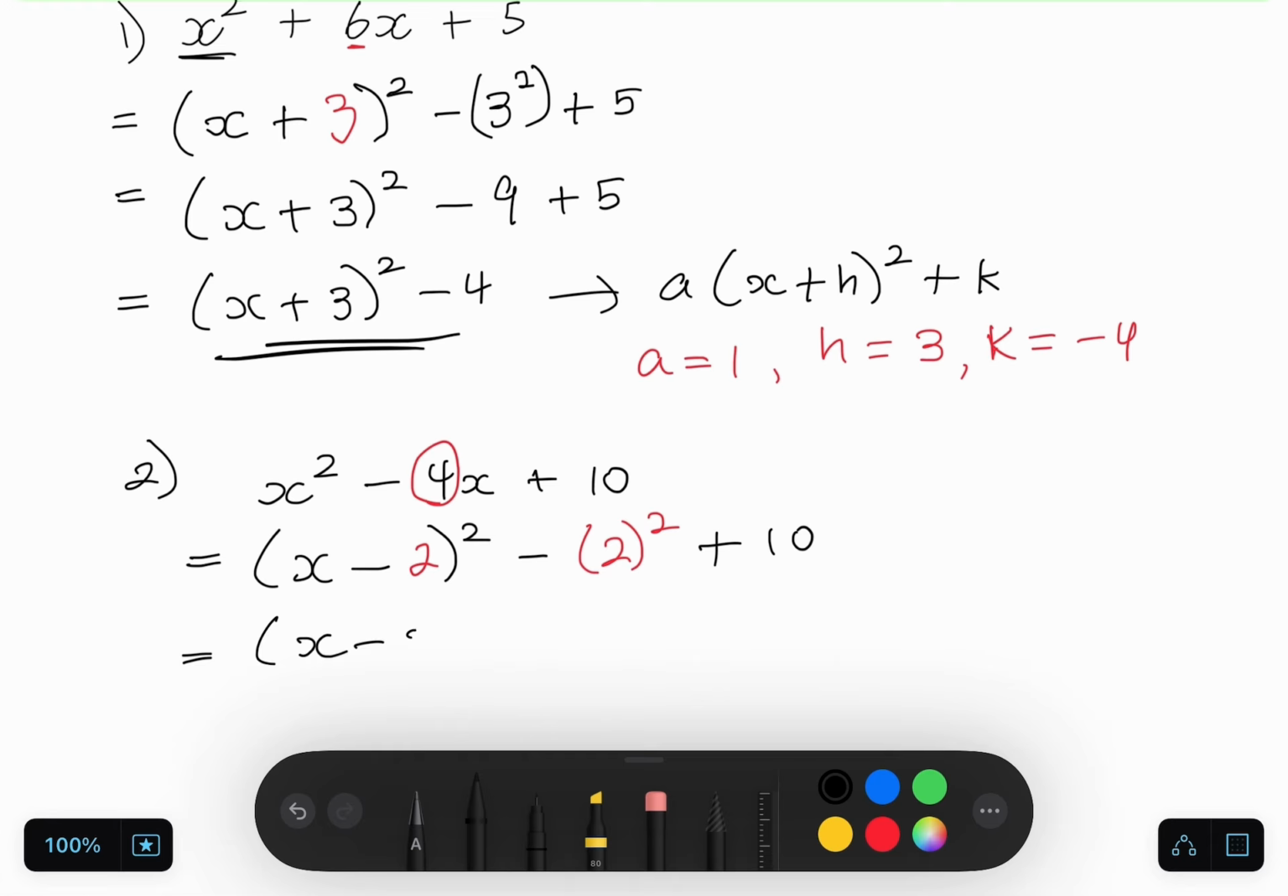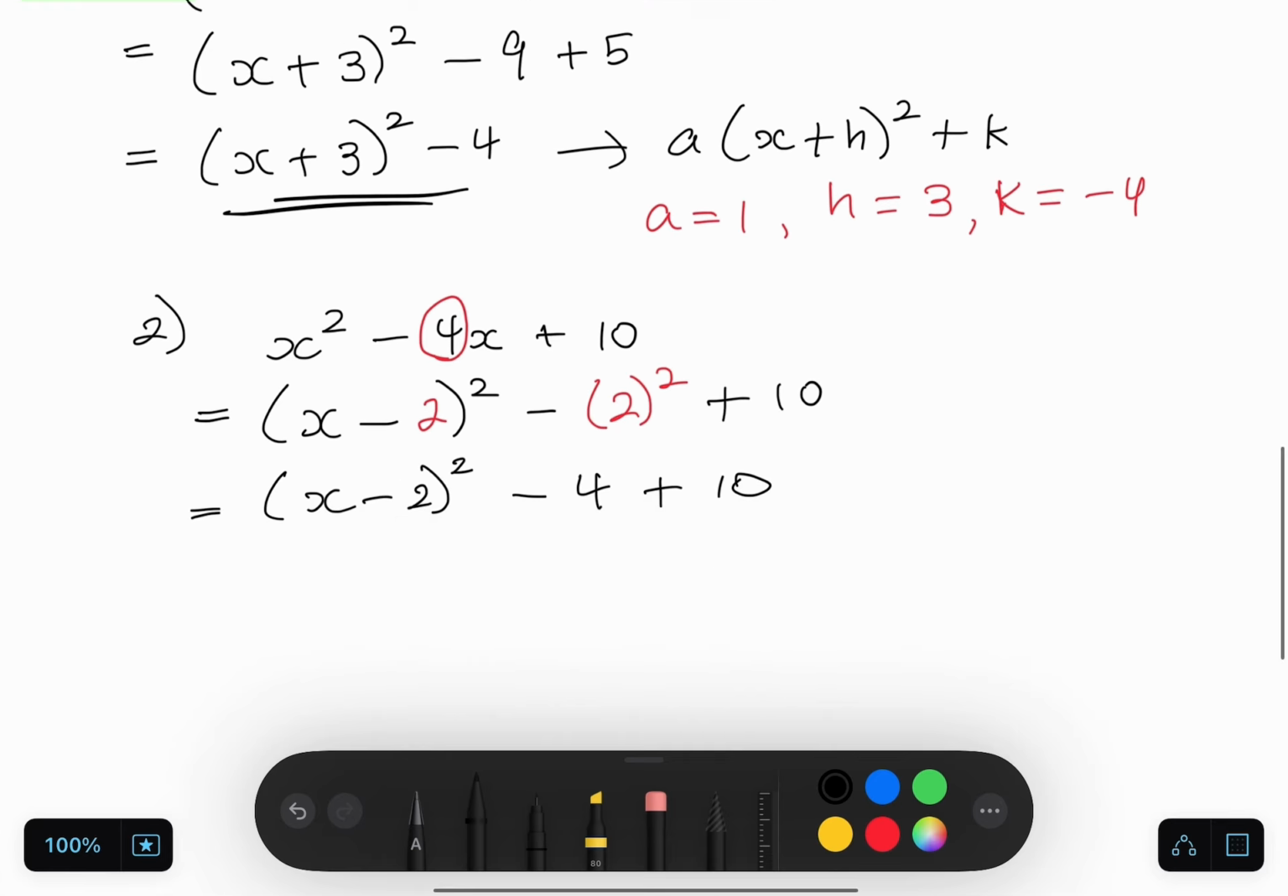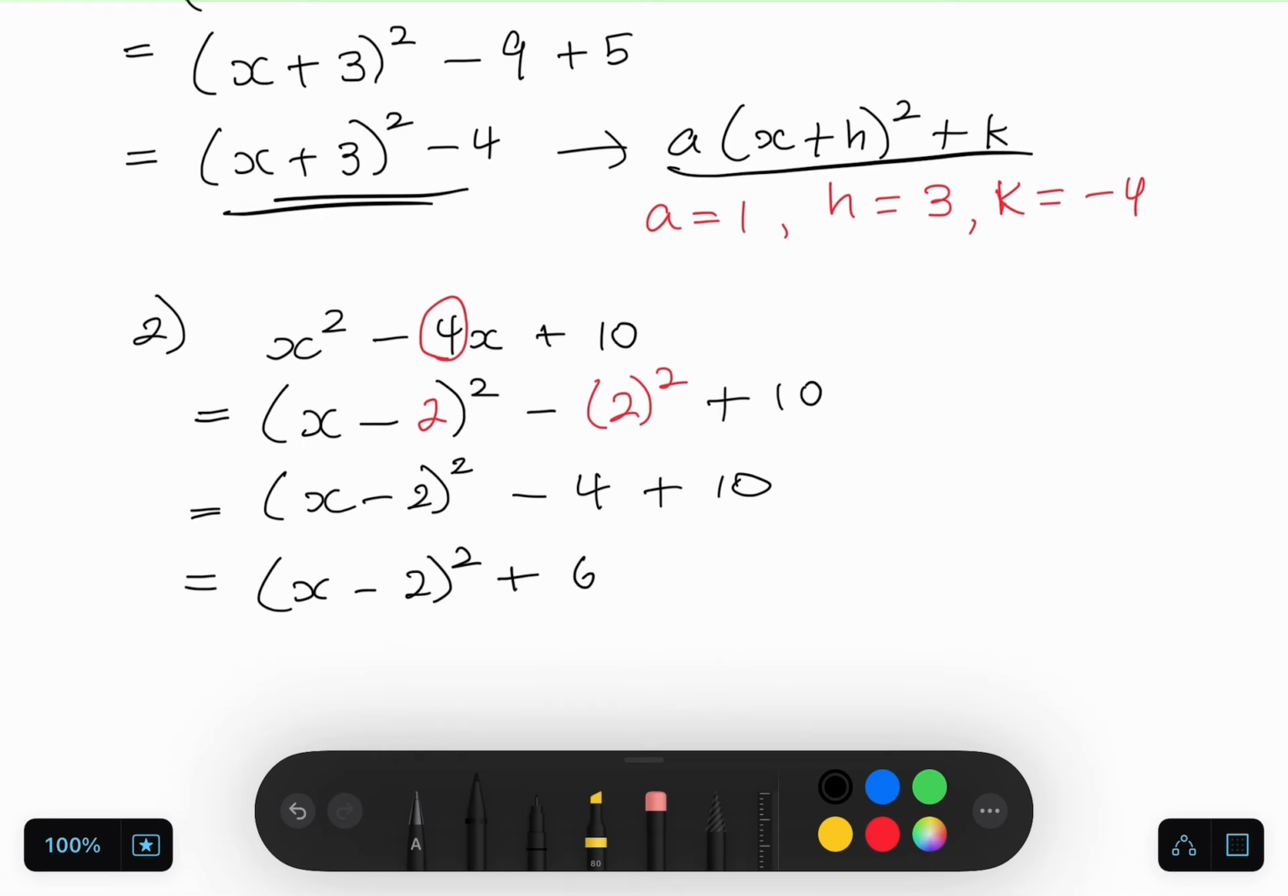So this part is already done. This (x - 2) squared, that's already done. I'm not doing anything there. But I'm going to simplify this part. So 2 squared is 4, right? And then finally, this would be (x - 2) squared, minus 4 plus 10 is 6. So this is also in the form a(x + h) squared plus k. In this case, a is 1, the coefficient of x squared. h is negative 2. You need to take the sign of the number, right? So h is negative 2 here, and then k is 6.